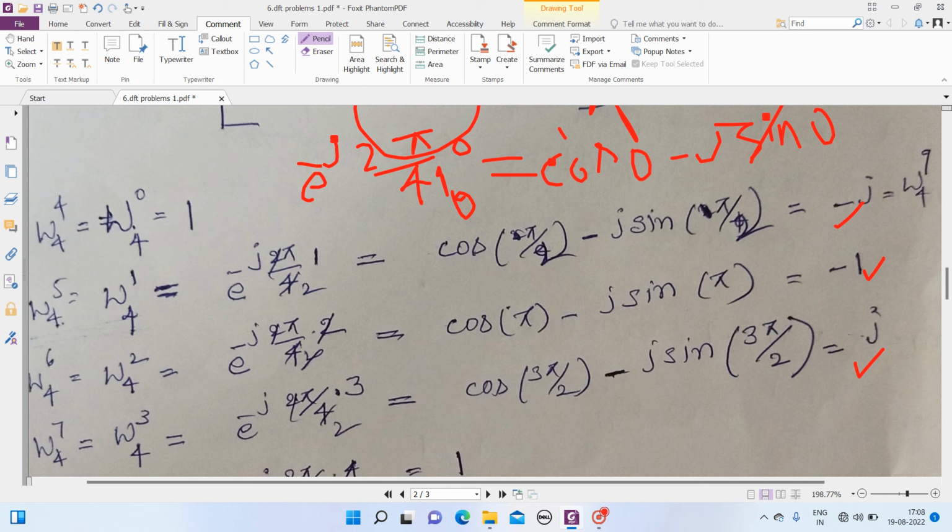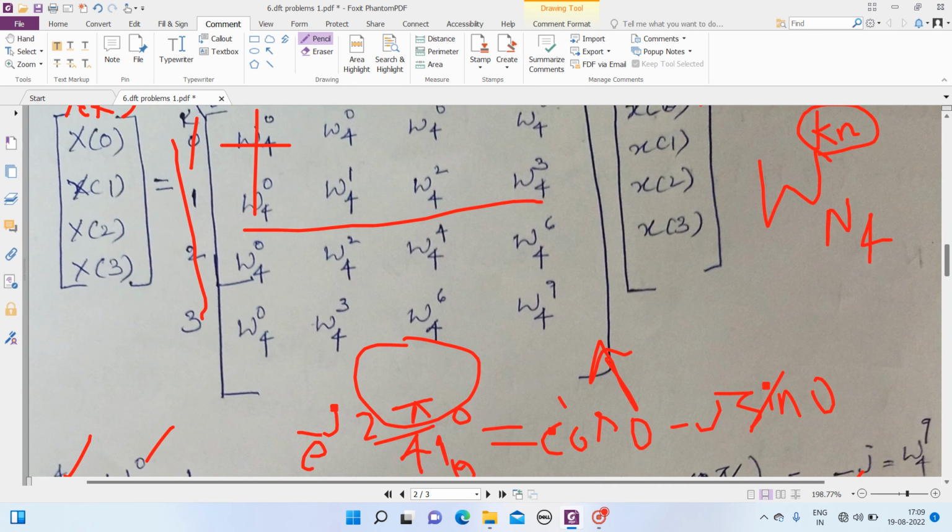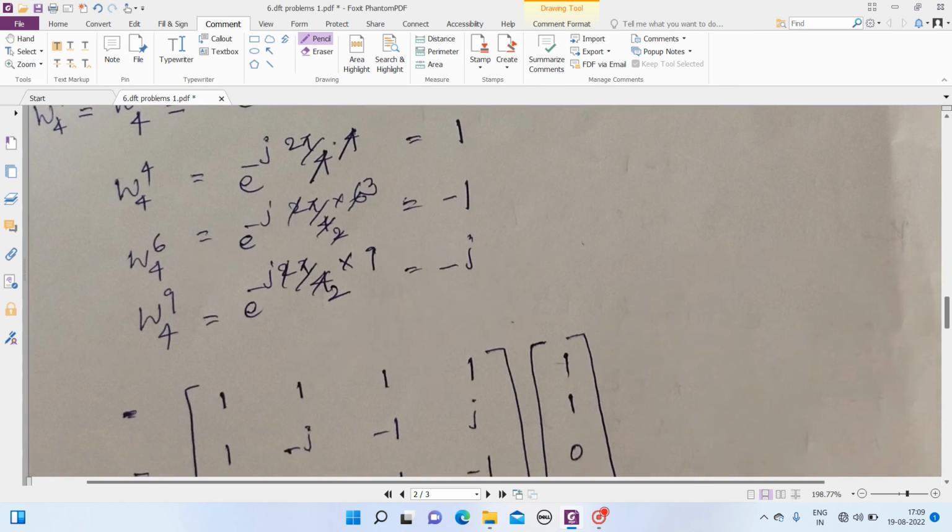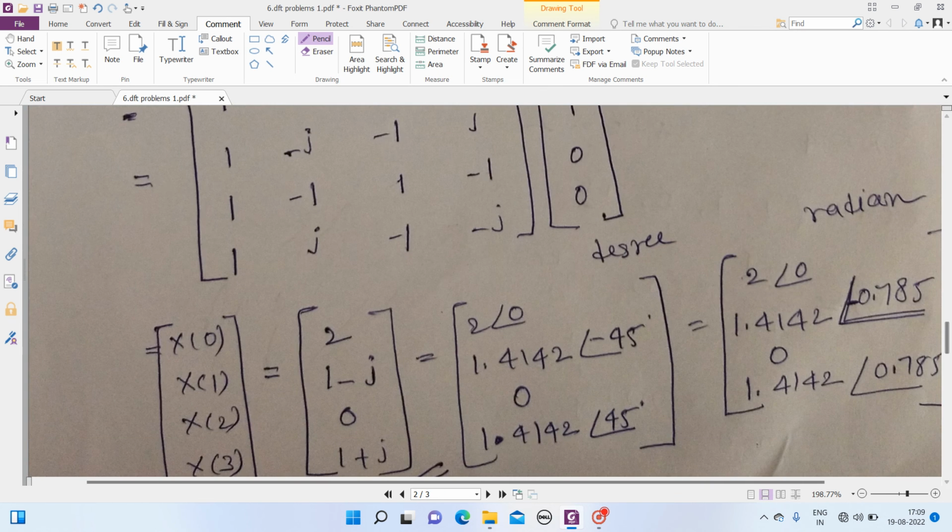For the remaining twiddle factors, based on the periodicity property, it will rotate. Okay, so W4 to the power of 4. We have written W4 to the power of 0, 1, 2, 3. The next one is 4. It will rotate again, right? 4, 5, 6, 7. W4 to the power of 4 value is 1. W4 to the power of 5 value is minus j, right? Now you just have to substitute these twiddle factors in this matrix. After substituting those values, it looks like this. Okay.